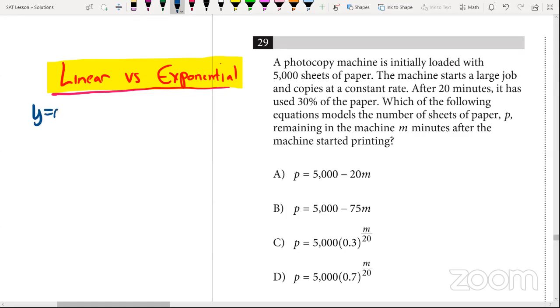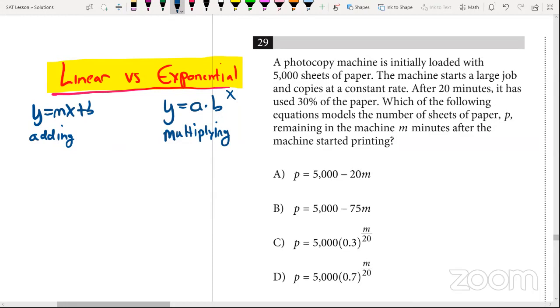Now, linear is your y equals mx plus b, and exponential is your y equals a times b to the x. Linear is the idea that as x increases, y is being added. Something is being added to y. And exponential is the idea that as x is increasing, we're multiplying y by something.